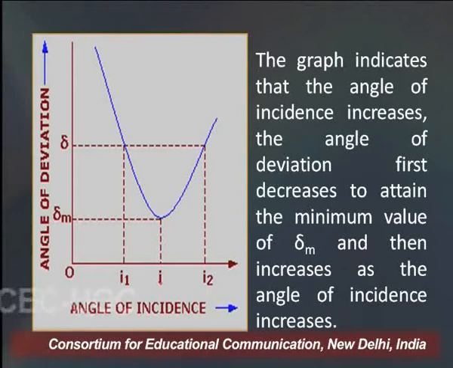You see on the screen the left hand side and right hand side del m for a particular value of the incident angle, that is the angle of minimum deviation del m, where we have a minimum value of the angle. So the graph indicates that as the angle of incidence increases, the angle of deviation first decreases to attain its minimum value, that is del m, and then increases as the angle of incidence increases. So this is the angle of minimum deviation. At a particular point we will get the angle of minimum deviation.